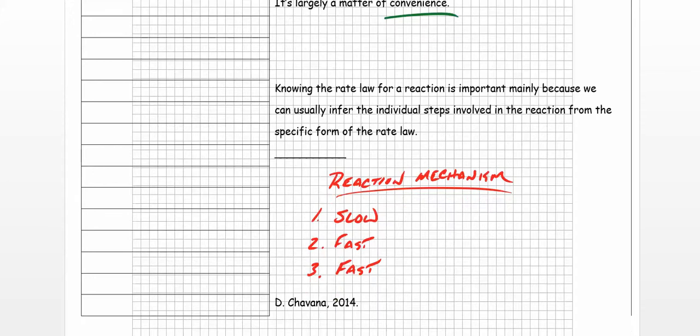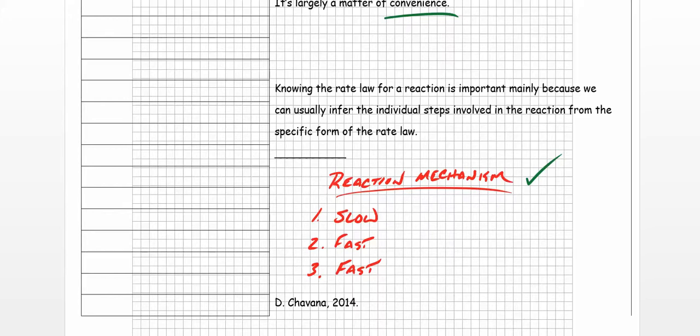All right, and the final thing is this. Knowing the rate law for a reaction is important, mainly because we can usually infer individual steps involved in the reaction from the specific form of the rate law. Folks, every reaction involves what's called a reaction mechanism. In other words, when we look at this reaction that we started out with, the reaction is not going to proceed in one step. It's going to proceed in multiple steps, and we call that the reaction mechanism. It's a series of steps.